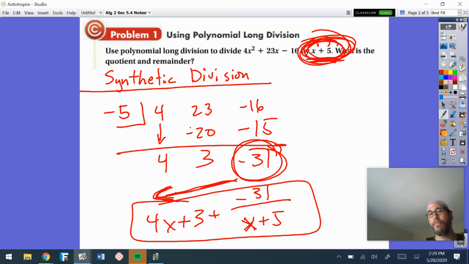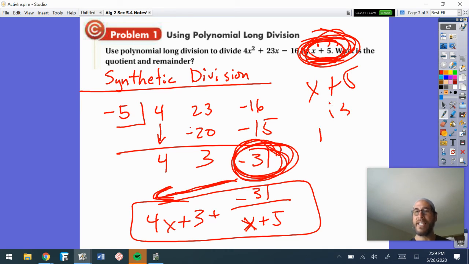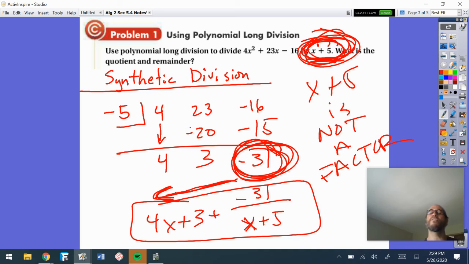It's the same thing. Now, since I got a remainder, that means this is not a factor. So x plus 5, put that in your notes, is not a factor. And synthetic division is going to be very, very helpful because once you get used to it, you're going to get really, really good at it, and it's going to save a lot of time.